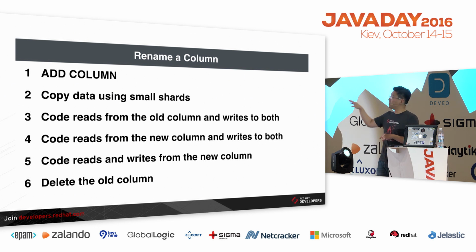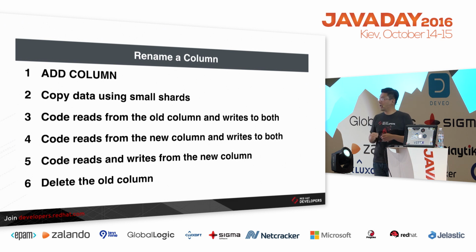Your fourth release is going to read from the new column and write to both. And in between step 3 and 4, you can manually check if I'm writing the right data into the new column. After 4, I can also automate that, or I can manually check, is my code writing the right values in the new column? I can compare the columns to check, are the values between the old column and the new column the same? So I can do manual or automated checks on that too.